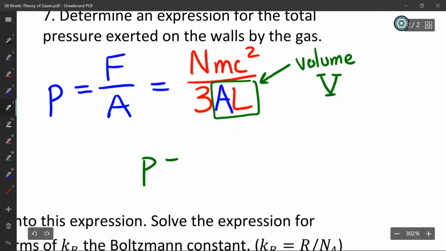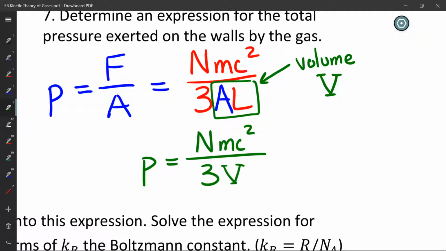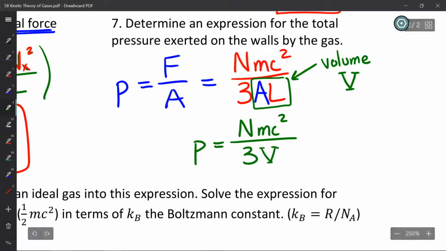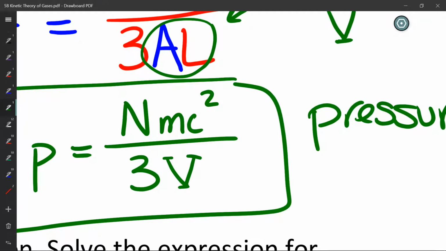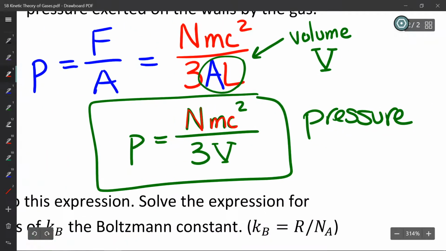So we get pressure is equal to N mc squared divided by 3 times the volume. I'm just putting those little serifs on there so I don't get confused and think that this is a velocity, because there is that possibility of that happening. Okay, so now this is our pressure. That's the pressure of the gas. And that's the macroscopic pressure, the human scale, large scale pressure, in terms of microscopic quantities: the number of molecules, the mass of the molecule, and then the speed of each molecule. Those are all microscopic properties that are giving rise to this pressure.